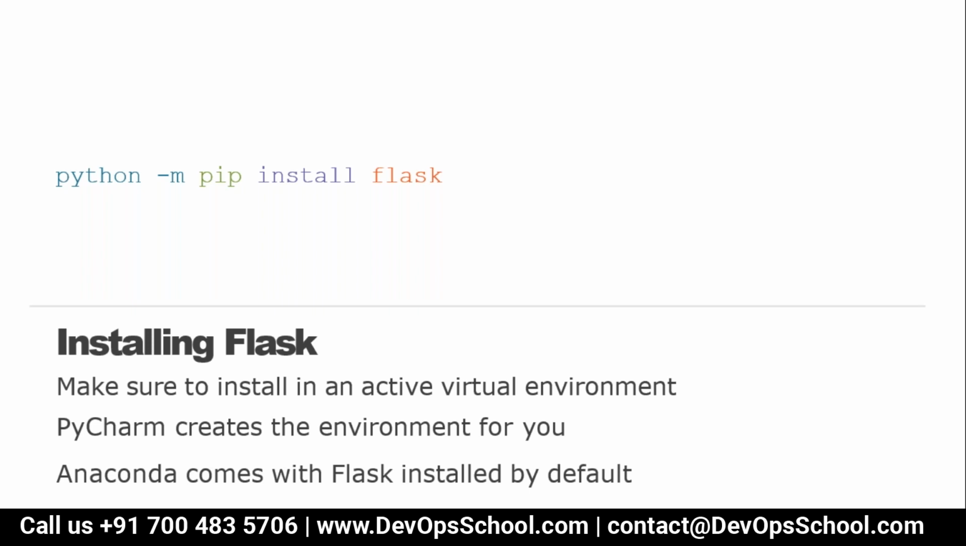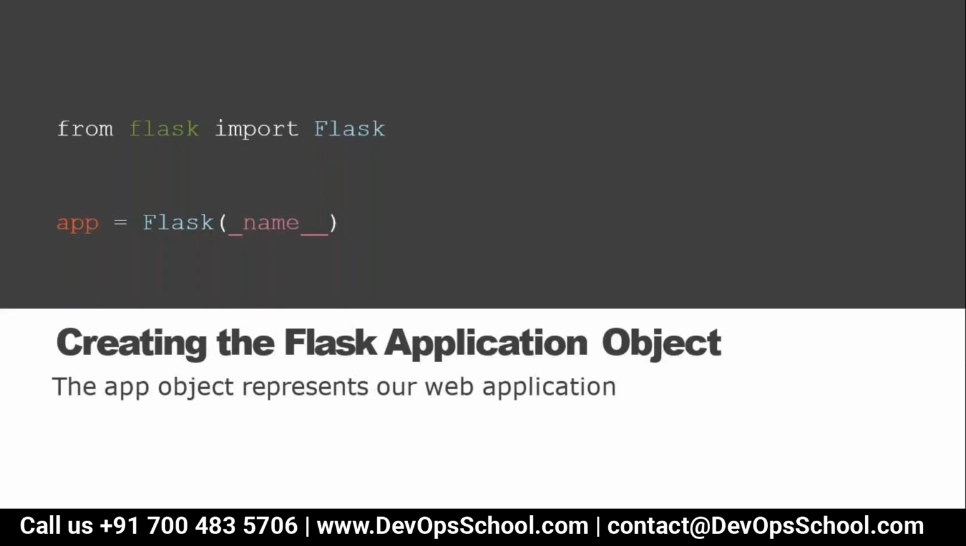Now Anaconda comes with Flask installed by default. So what is Anaconda? Basically Anaconda is one of the Python variants which is supported by Red Hat. I hope I'm not making mistakes. Red Hat or some other organization. Recently, Red Hat has been bought by someone else, so I need to check the latest. So Anaconda is one of the Python variants which comes with Flask installed by default.